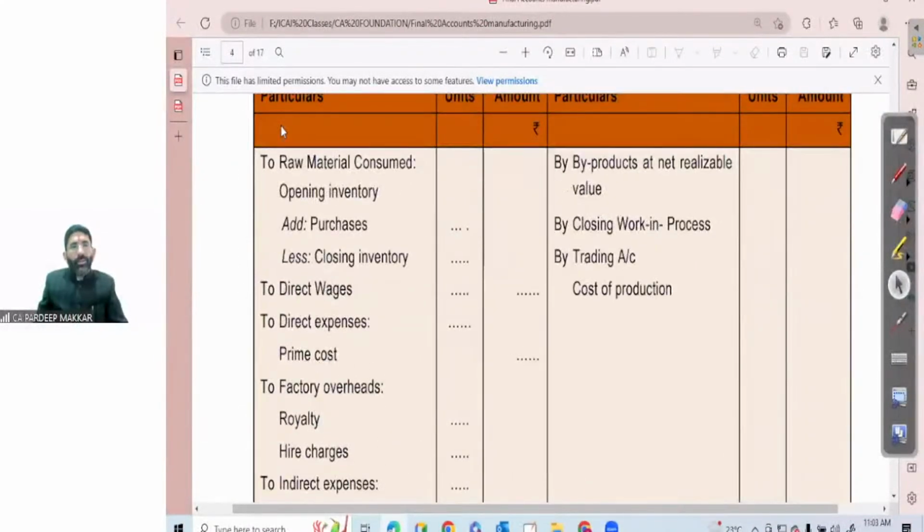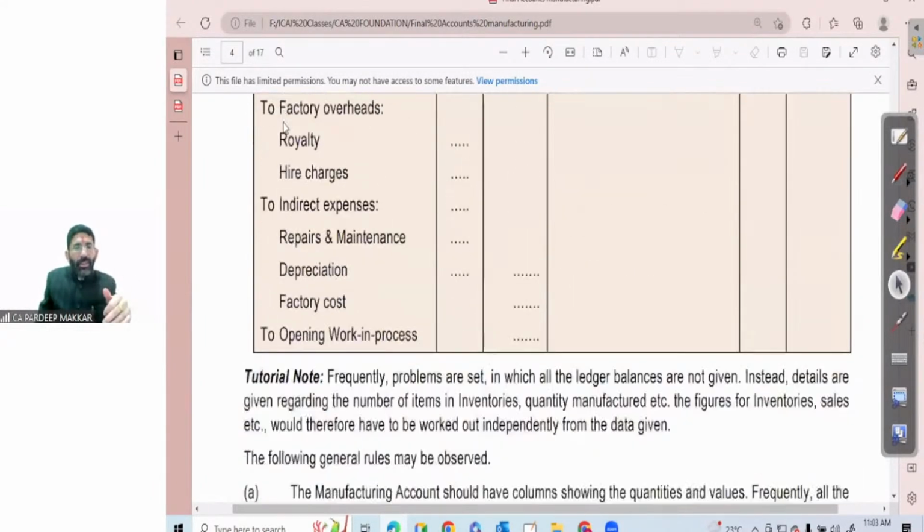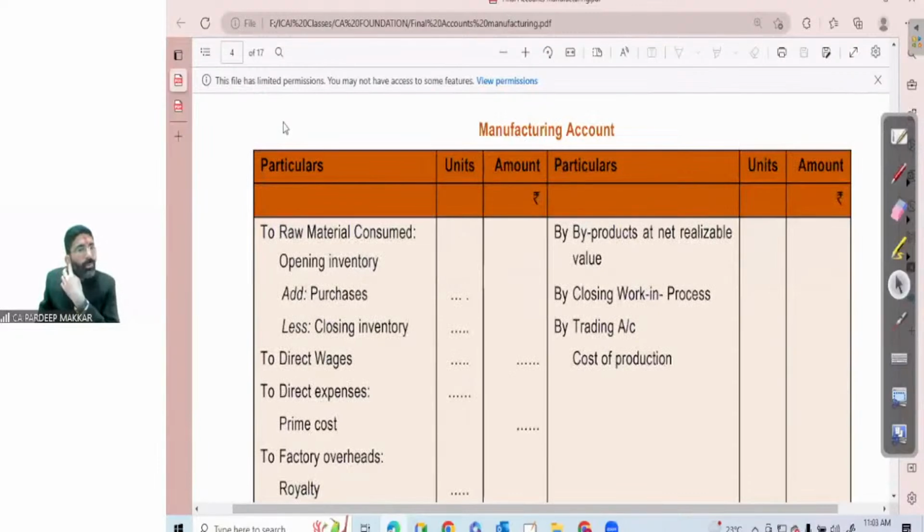This is the format in which I have already discussed with you that you have to enter all the direct expenses and also the opening stock of your raw material and work in progress both. Simultaneously, closing stock will also be deducted or entered on the credit side, as per your suitability. So whatever is the balance figure will go to the trading account. That is called cost of production.